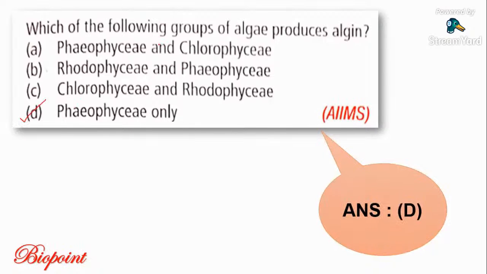So, which group of algae produces algin? It is Phaeophyceae. What do you mean by Phaeophyceae? Phaeophyceae means brown algae.